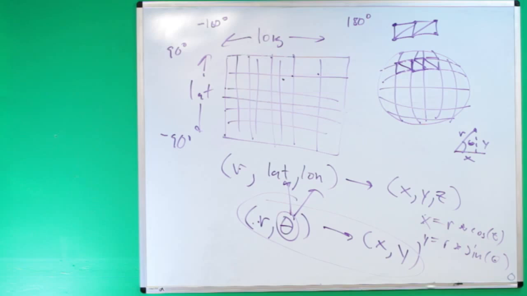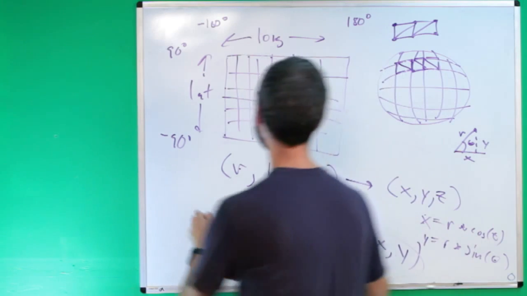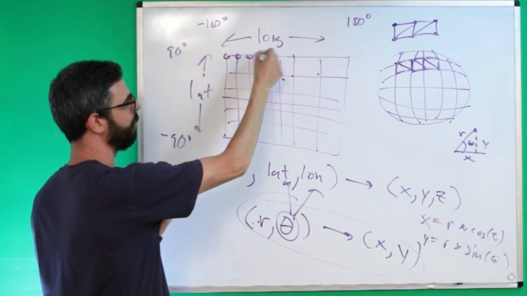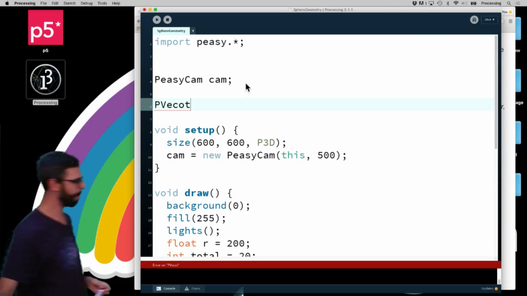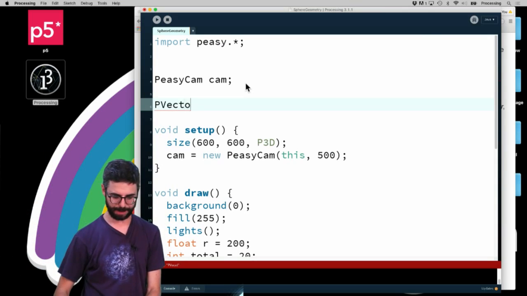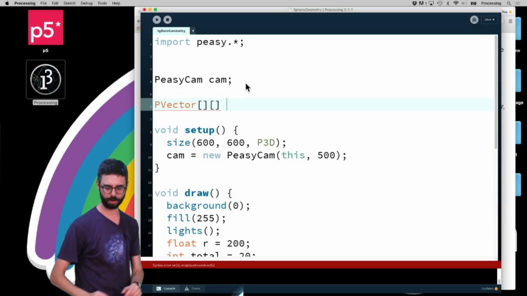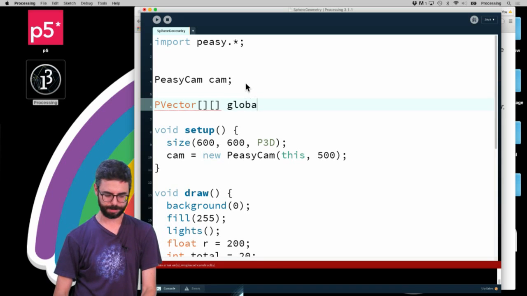So the idea here is that I have a 2-dimensional array to store the x, y, z value for every single latitude and longitude. So I'm going to come back over here, and I'm going to say PVector 2-dimensional array. And I don't know what to call it. I'm going to call this globe.